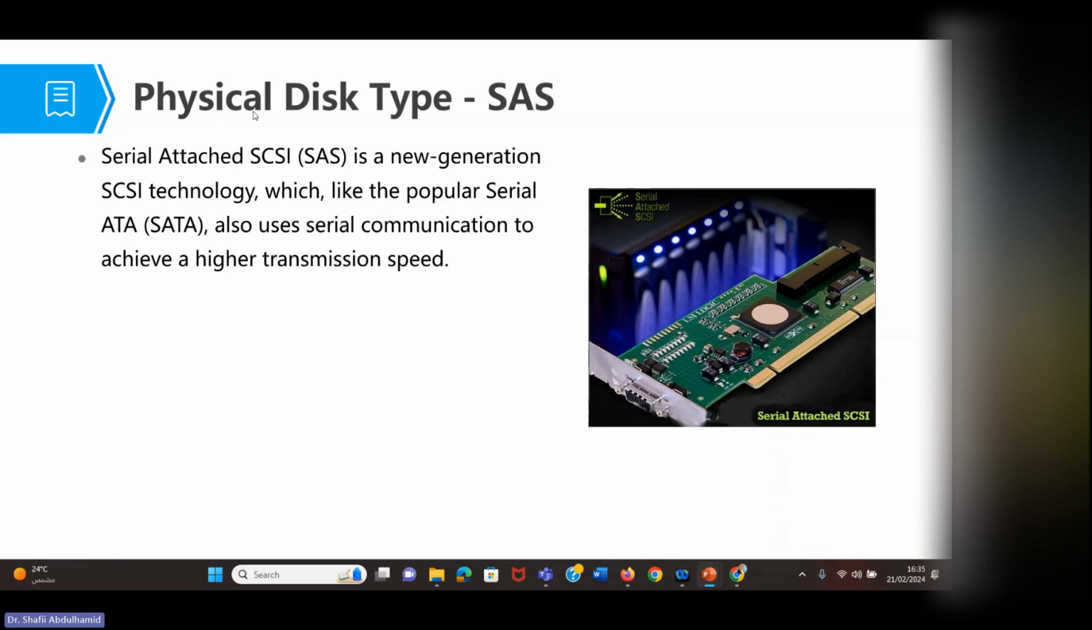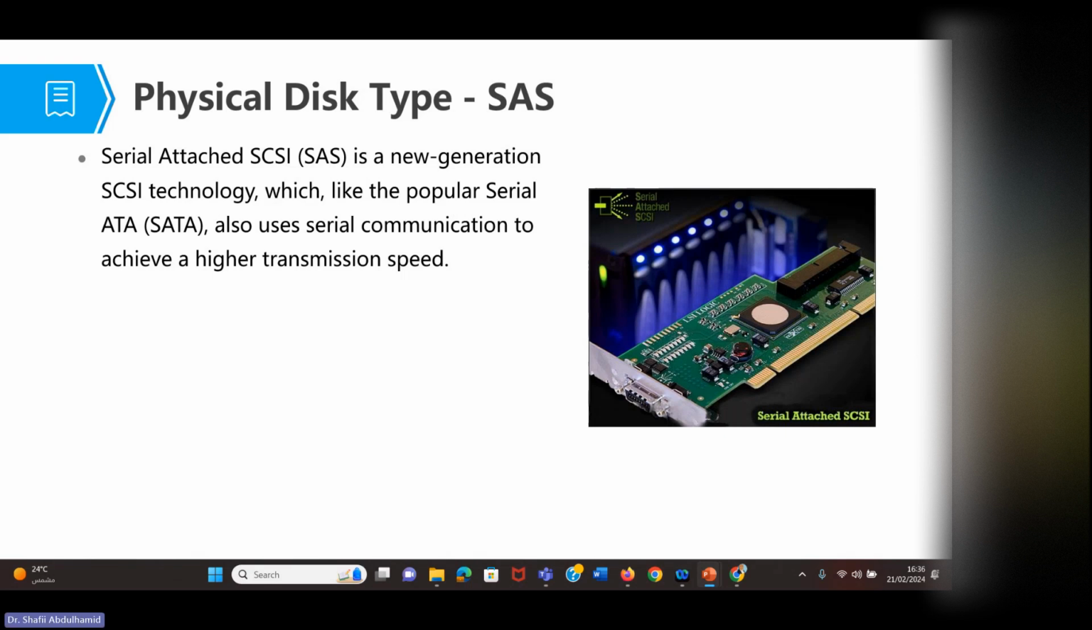Okay, so we have the physical disk type which is also called SAS. The SAS looks like this. The full meaning of the SAS is serial attached SCSI. Is this the same as the SSD? No, this is not the SSD. We will discuss the SSD later.